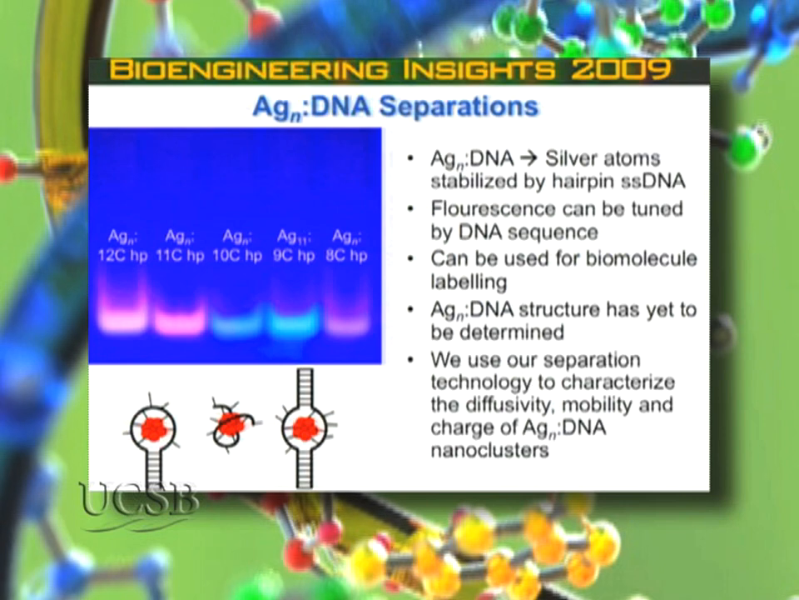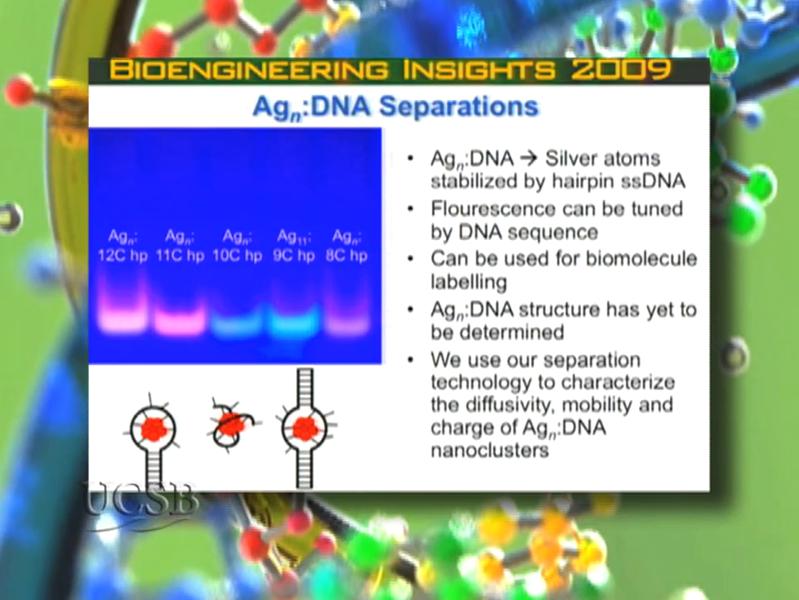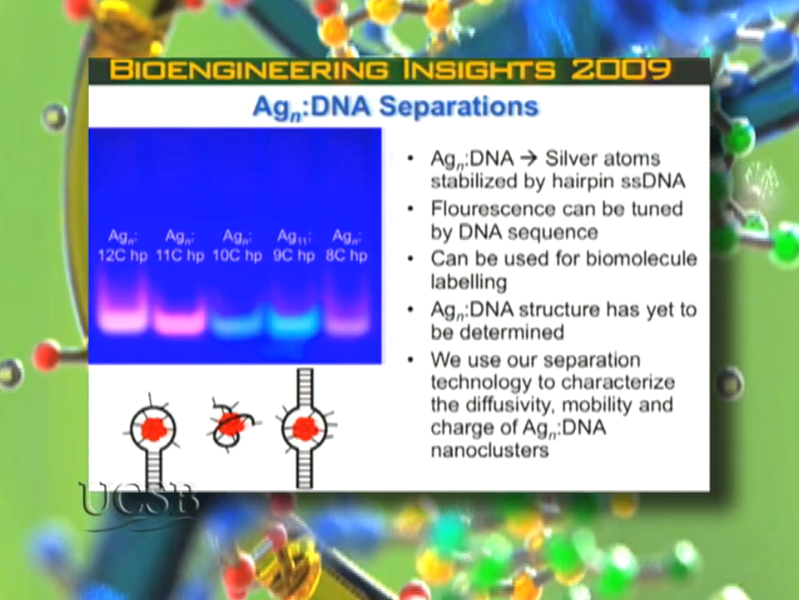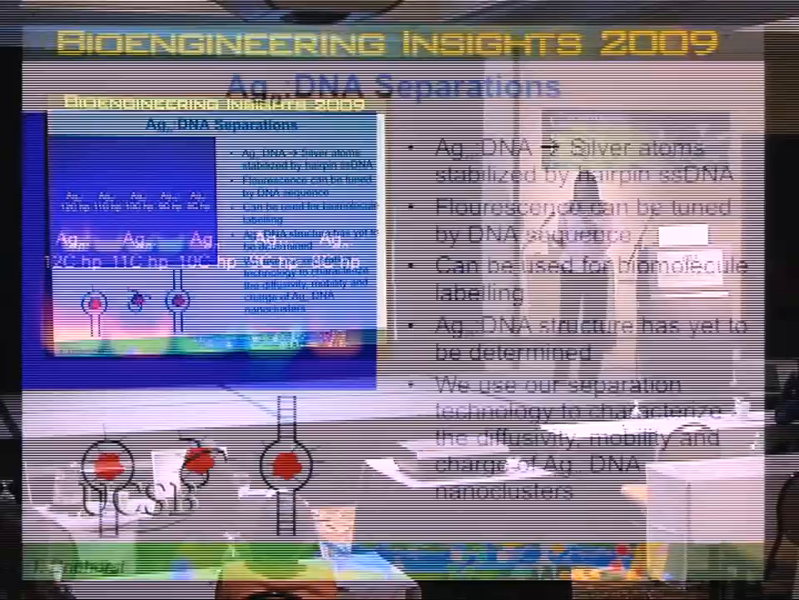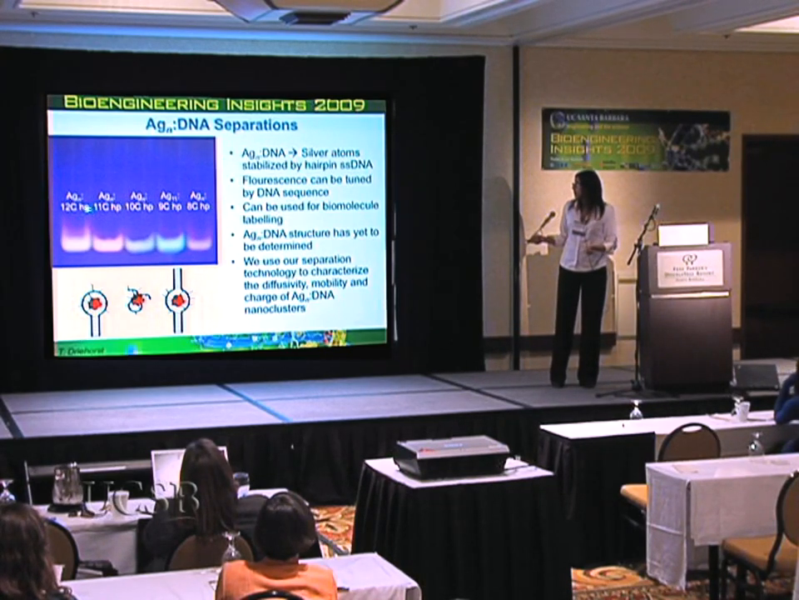Another neat study that we undertook is in collaboration with Deborah Feigenson in the physics department. And she and Professor Beth Gwynn have been looking at silver DNA nanoclusters. Now these are silver atoms that can be stabilized by hairpin DNAs. Okay? So single-strand DNAs. And the hairpins that they've been choosing for this is cytosine. 12 cytosine, 11 cytosine, 10, 9, 8 cytosine hairpin loops. And what they see is, depending on how many cytosines they use to stabilize the silver atoms, you get different colors of fluorescence. So it's pretty neat.